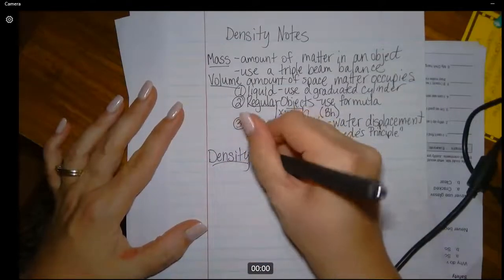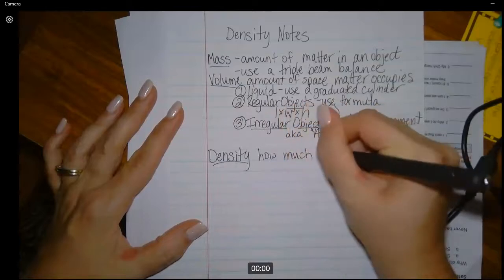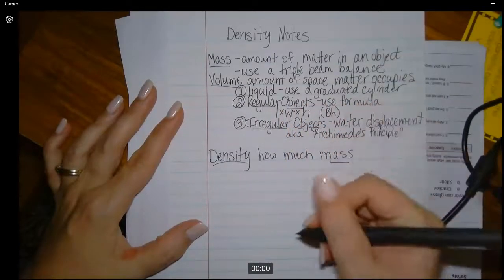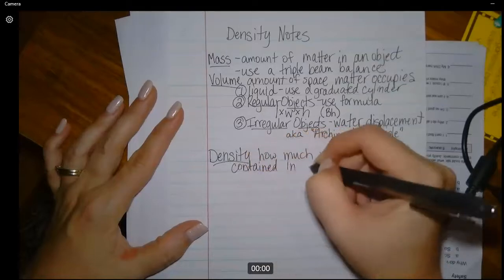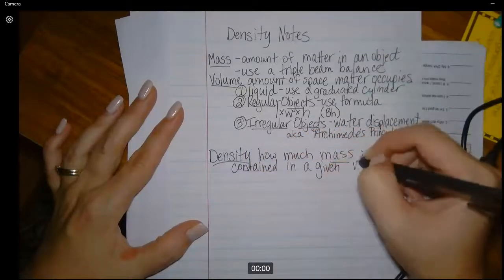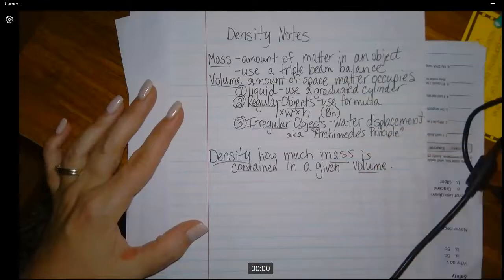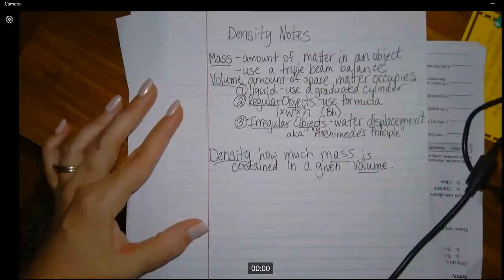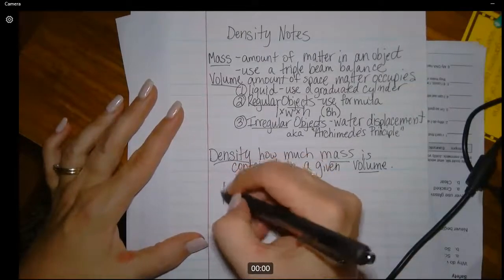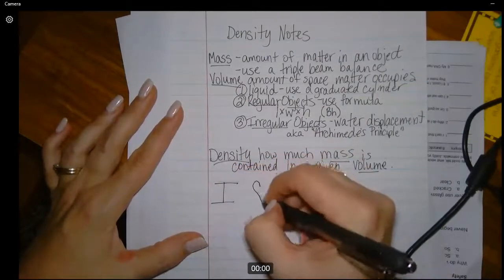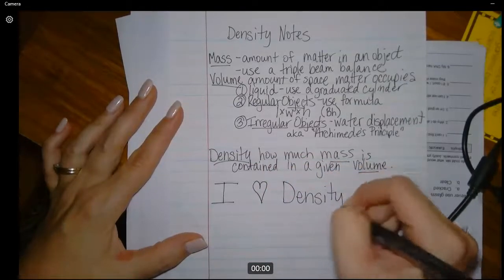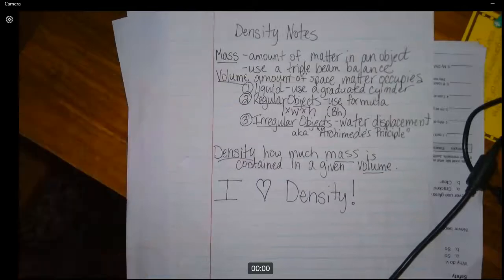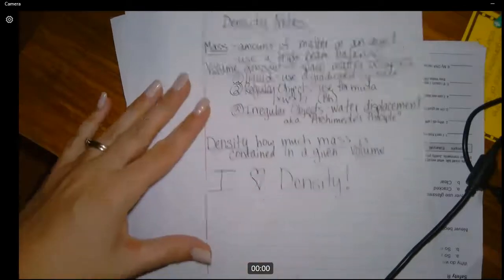So density is how much mass, see there's that first word, is contained in a given volume. And there's that second word. I said you have to have mass and volume. So for us, we actually have a formula for density. And to help you remember the formula for density, we're going to write real big, I heart density. Okay? And I'm not just telling you that because I'm a science teacher. We're going to use that heart to help us remember the formula.